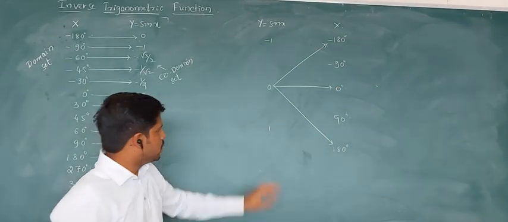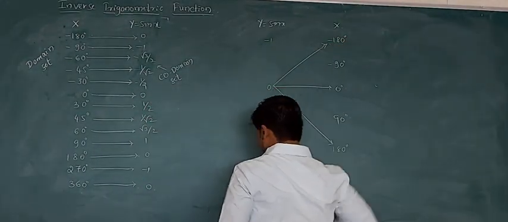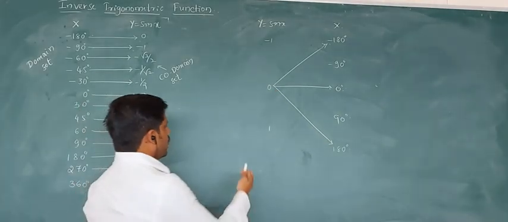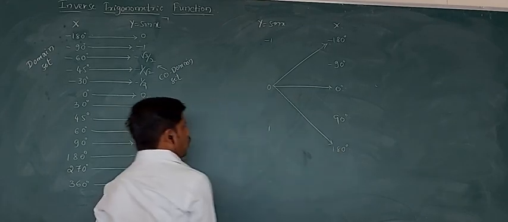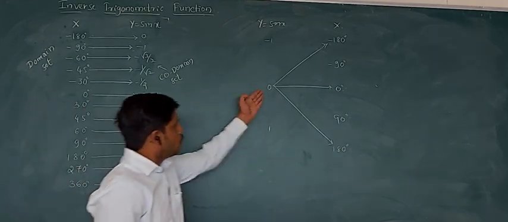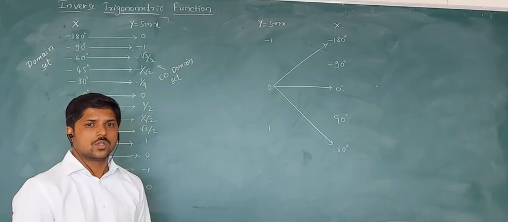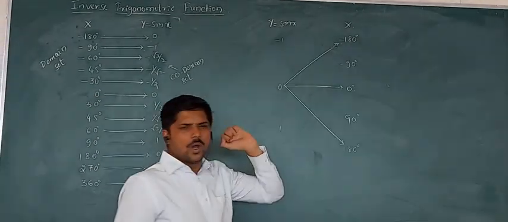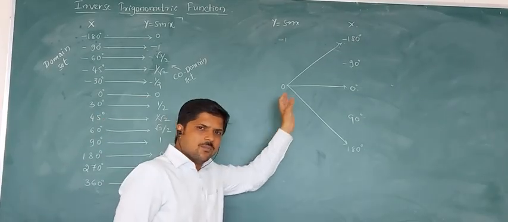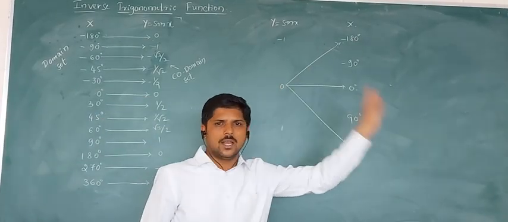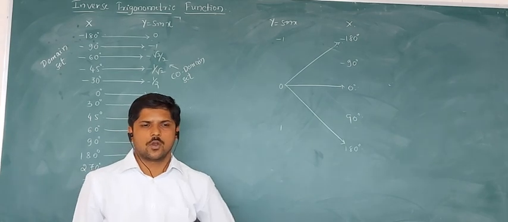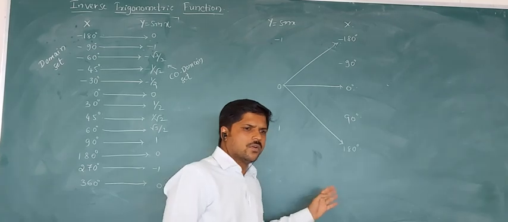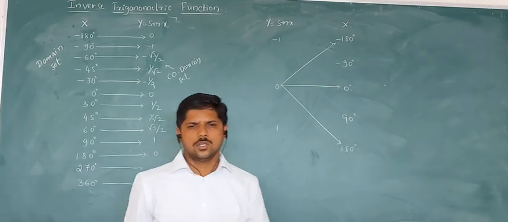That is, 0 is related to minus 180 degree, since sine of minus 180 degree is 0, and also to 0 degree and 180 degree. So see here, 0 is related with more than one element. If it has more than one relation, then the function definition is not satisfied. So then the trigonometric inverse function will also not exist.